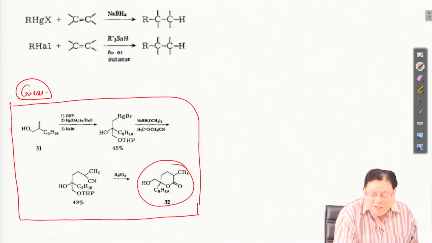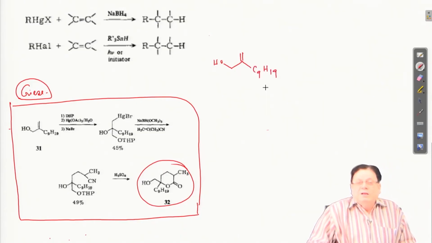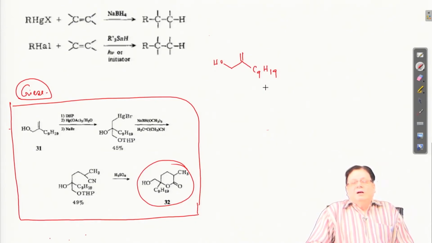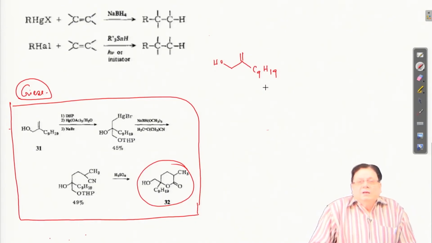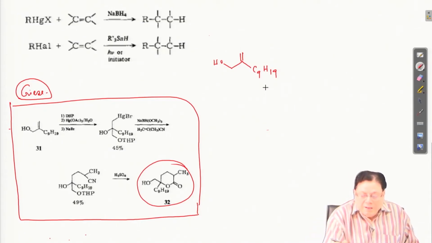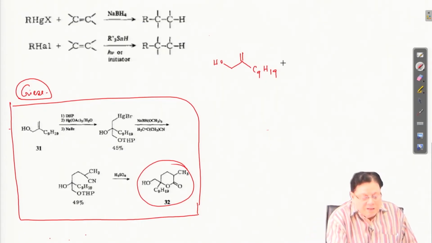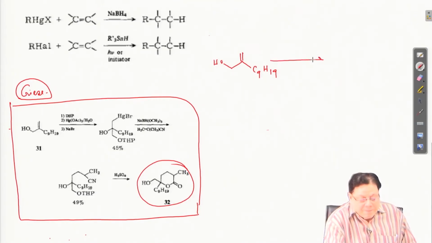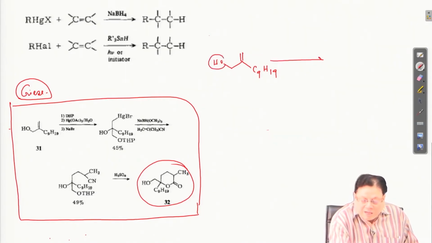He started with an allyl alcohol containing the required side chain. The required side chain here is C9H19. This is the alkyl, the nonyl side chain. So, a C9 alkyl group and an allyl alcohol. First, you protect this hydroxy.